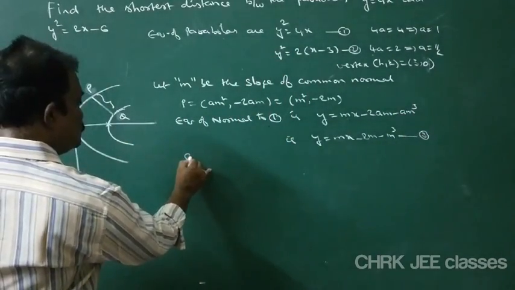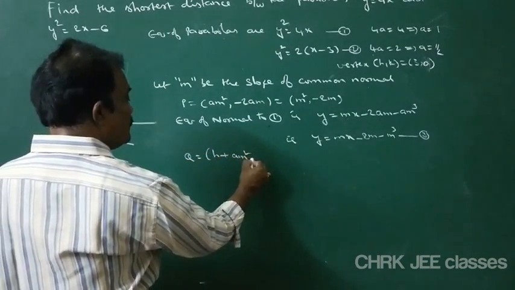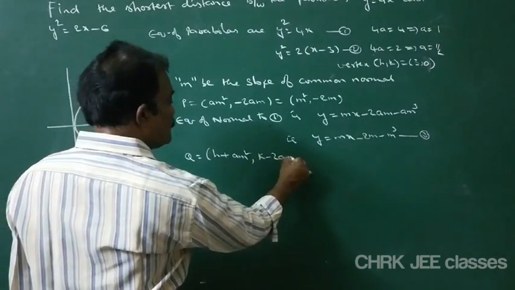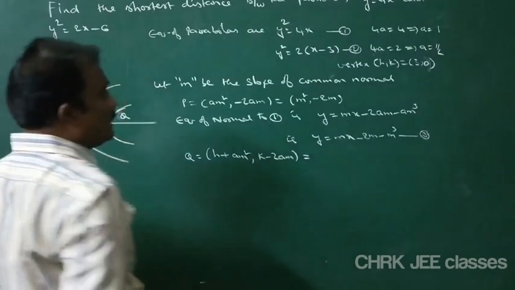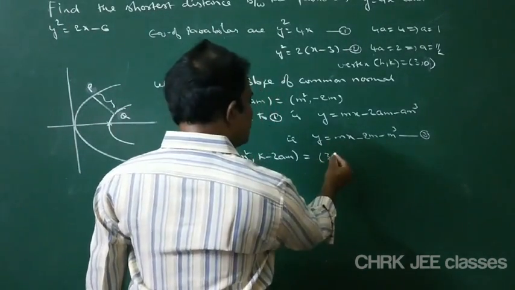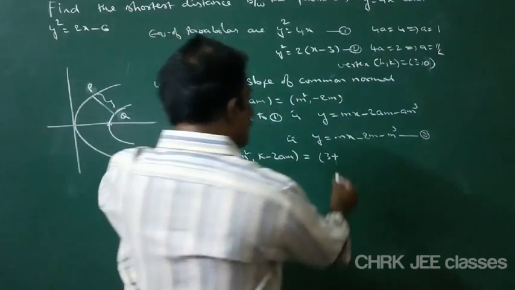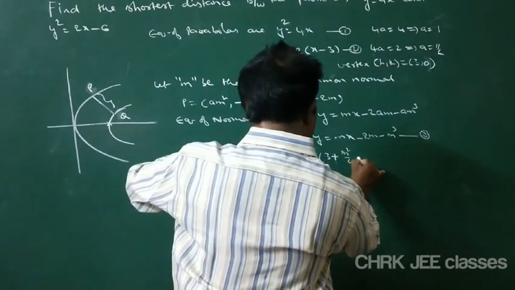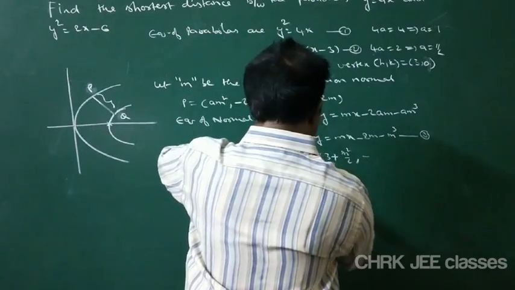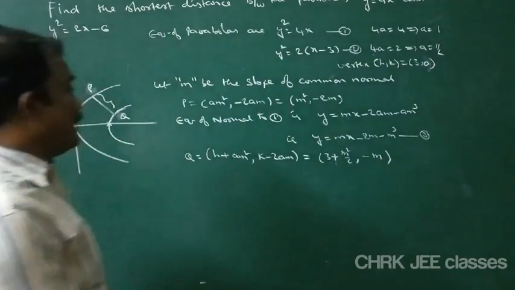So Q equal to (h plus am square, k minus 2am). That equal to, what is h here? 3. 3 plus am square. What is a here? 1 by 2. So m square by 2. Comma, what is k? 0 minus 2 into a. A is 1 by 2, minus m. This is the point Q.